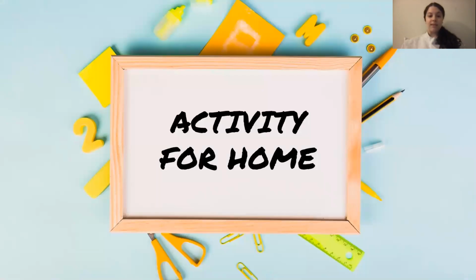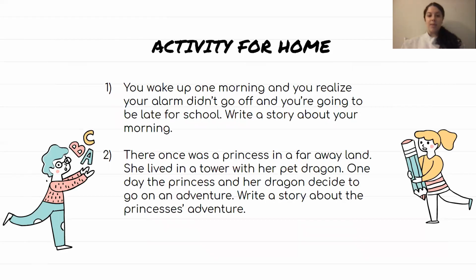So now that we've practiced these skills together, here's an activity for you to try at home. We've come up with a couple of prompts for you. Pick one or both of the following prompts and write your own story. The first prompt is, you wake up one morning and you realize your alarm didn't go off and you're going to be late for school. Write a story about your morning.